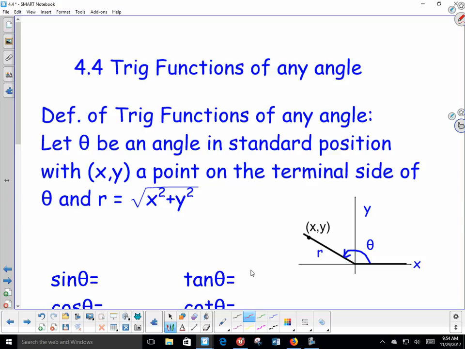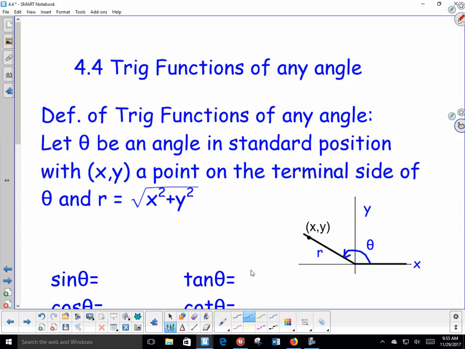Section 4.4 is called trig functions of any angle. Our definition of a trig function of any angle: let theta be an angle in standard position with x comma y a point on the terminal side of angle theta, and r is defined as the square root of x squared plus y squared. So in this section, we are looking at finding the trig functions of angles where the ordered pair might not be on the unit circle.